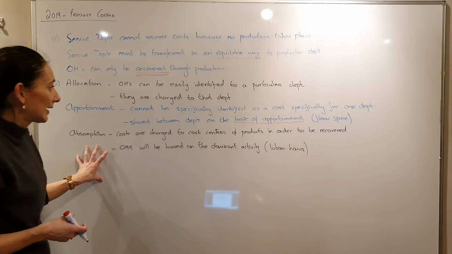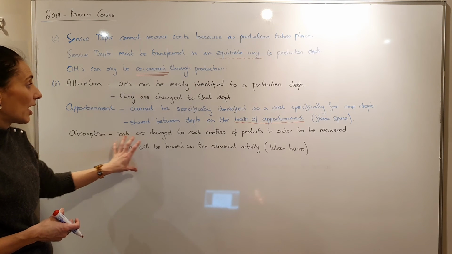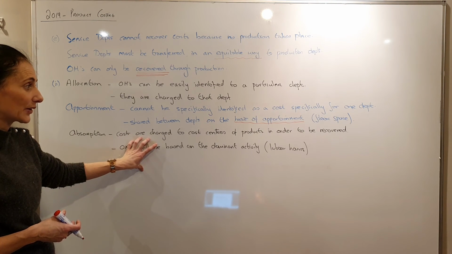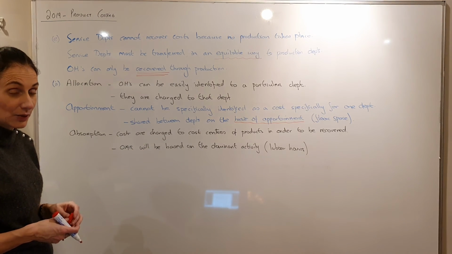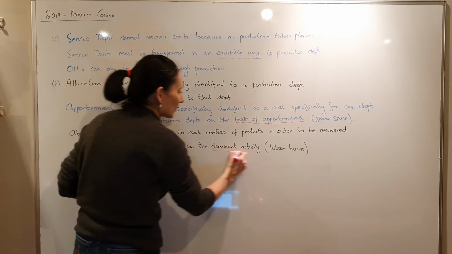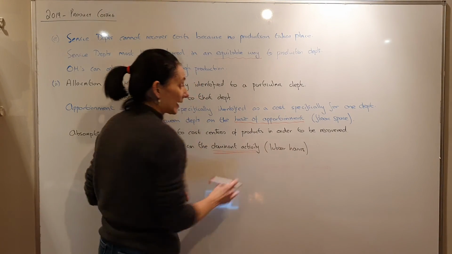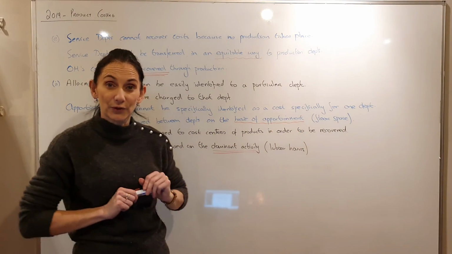The last one, again, we don't know how to put the costs in. So costs will be charged to cost centres or products in order to be recovered, and we base them on a dominant activity, which is the overhead absorption rate. So we'll use an overhead absorption rate based on a dominant activity. I gave an example, I could use labour hours, and up here obviously I gave an example for floor space.